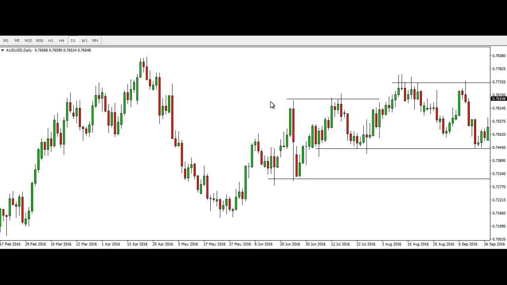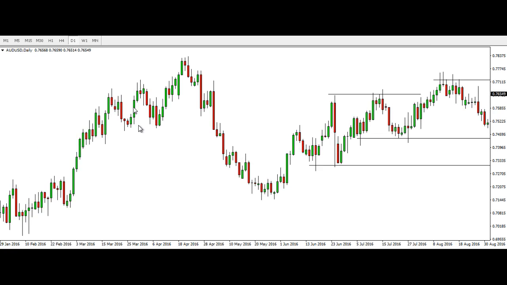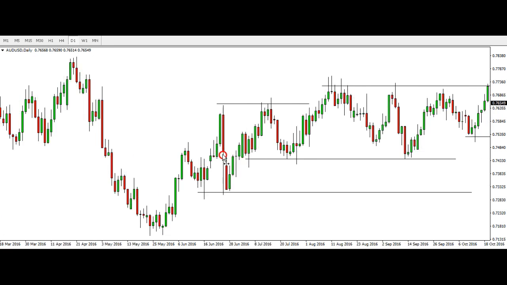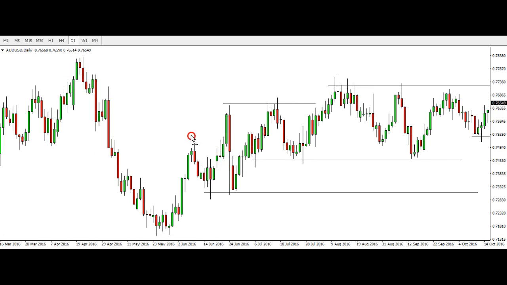This is a chart of Australian against the US dollar. So we are just going to go from the left to the right and analyze some candlestick patterns. So let's start from this part of the chart. We are not going to look to the left of this because there are no clear support and resistance levels, something that we are looking for right now.